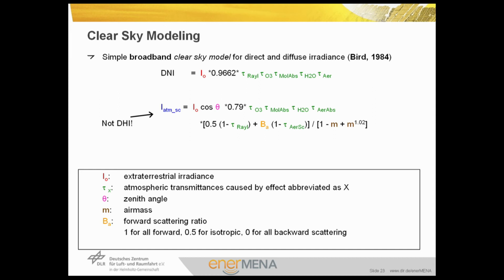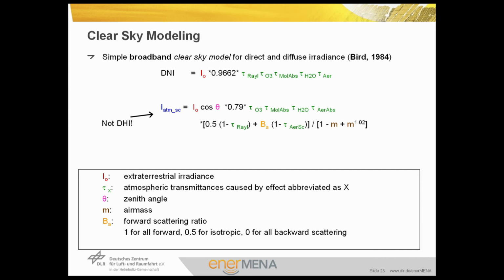It can be calculated using I0, the extraterrestrial irradiance, times the cosine of the zenith angle, times 0.79, times different transmittances. Here we see the transmittance caused by ozone, molecule absorption, water vapor, and aerosol absorption. The aerosol scattering appears later in this further factor.